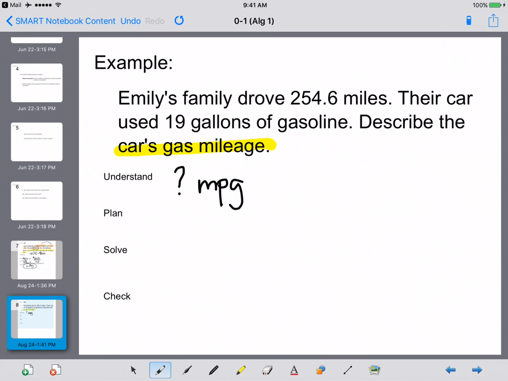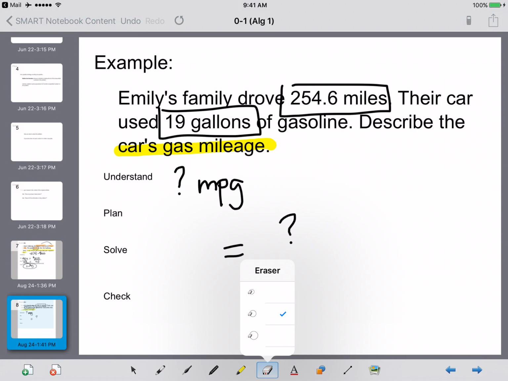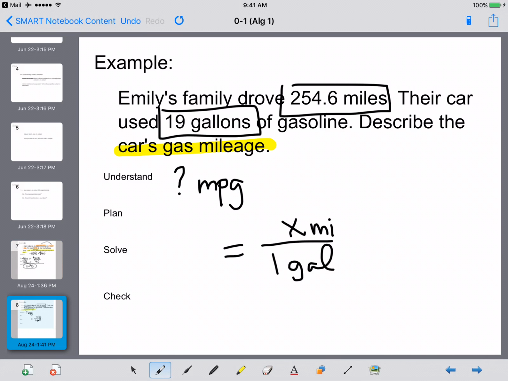They drove 254 miles on 19 gallons of gas. We want to know how many they get for 1 gallon of gas. So we want to know question mark, right? What should I do instead of a question mark? Define the variable. So we want to use a variable. I'm just going to keep using x because that's algebra's favorite variable. And we want however many miles it is per 1 gallon. I'm going to even put x miles. We'll give it a label.